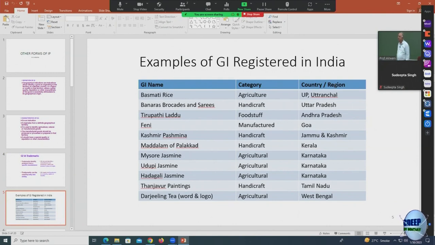There are more than 100 GIs registered in India: basmati rice, Banarasi brocade, Tirupati Ladu. I have my own reservation and I talked to the controller at that point of time. I said, how do you call Tirupati Ladu a geographical indicator? I have the same recipe, I'll make it in Pune, it will still be the same ladu. He said the trust is claiming that the ladu is taken to the sanctum and there are special God's blessings, so it is special and you can't do it in Pune. But that is what they are claiming.